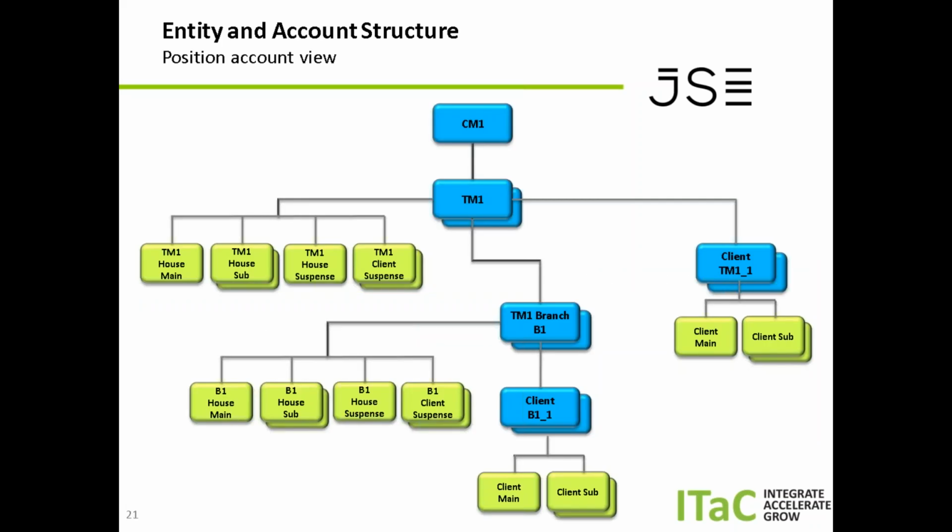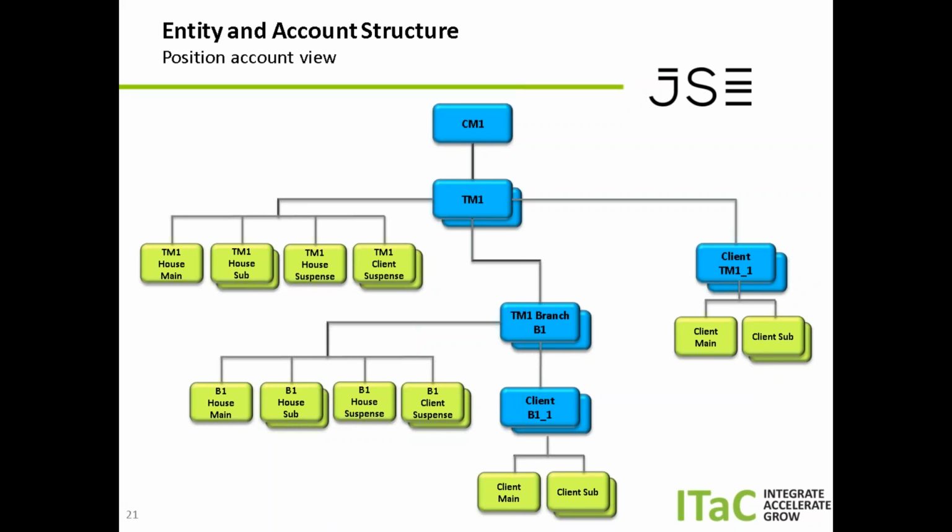So over here on the first slide, this is the first slide that just tells you which position accounts each entity can create. Some of them are system generated, but you will now see that for the trading member, he will get a house main, a house sub, a house suspense, and a client suspense. For a trading member branch, he has a house main, house sub, house suspense, and client suspense.